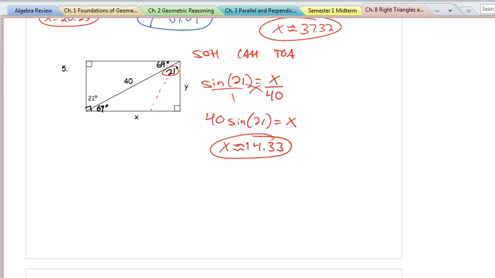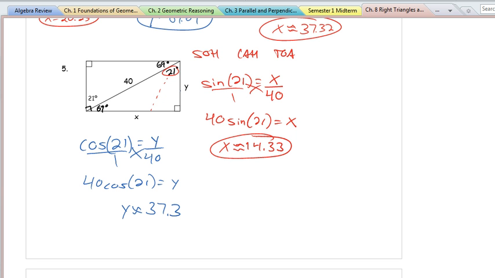Same idea we can use to find y. So start at 21. And y is the adjacent side to 21, and 40 is still the hypotenuse. So adjacent and hypotenuse, A and H, we have to use cosine. Cosine of 21 is equal to y over 40. Adjacent over hypotenuse, again, cross multiply. So we have 40 cosine 21 equals y. Again, now it's just all up to your calculator. As long as it's in degrees, you should be good to go. Y comes out to be approximately 37.34, and there are your two missing sides.